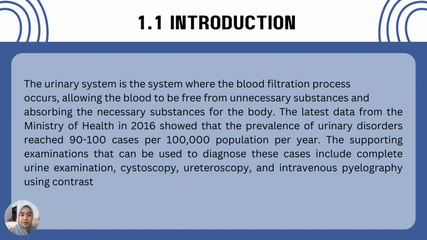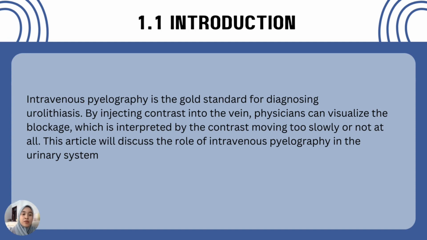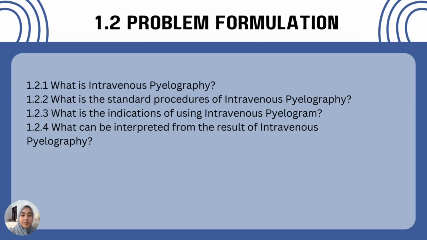1.1 Introduction. The urinary system is the system where the blood filtration process occurs, allowing the blood to be free from unnecessary substances and absorbing the necessary substances for the body. The supporting examinations that can be used to diagnose these cases include complete urine examination, cystoscopy, ureteroscopy, and intravenous pyelography using contrast. Intravenous pyelography is the gold standard for diagnosing urolithiasis. By injecting contrast into the vein, physicians can visualize the blockage, which is interpreted by the contrast moving too slowly or not at all. This article will discuss the role of intravenous pyelography in the urinary system.